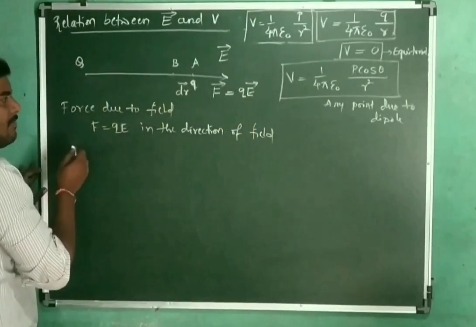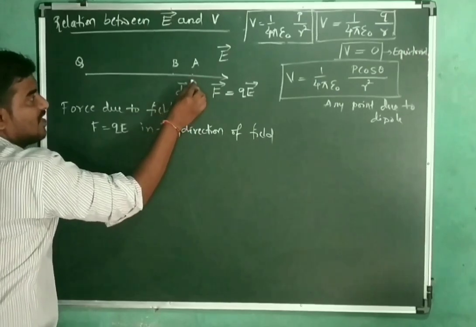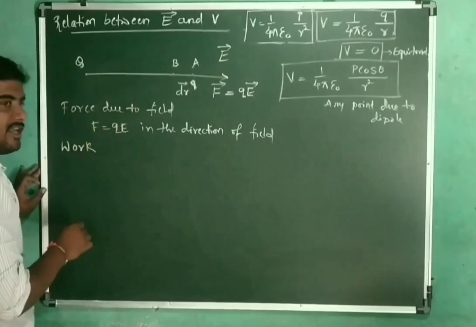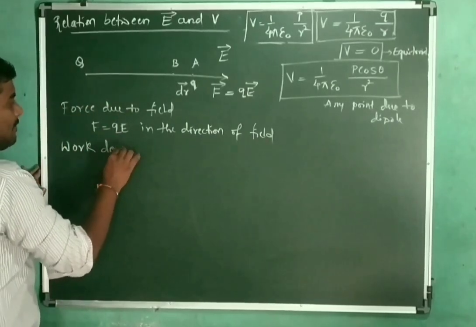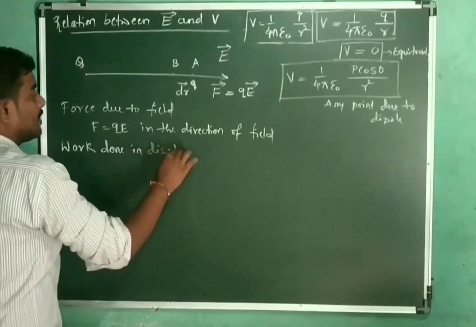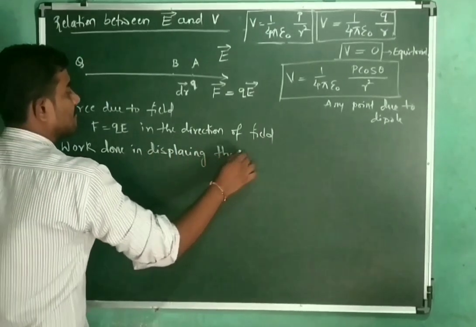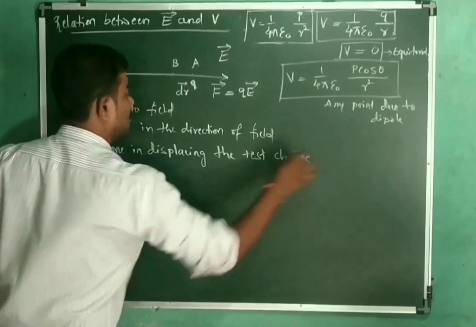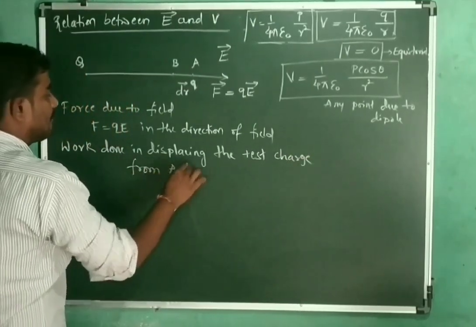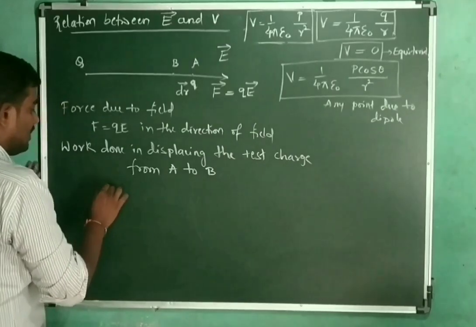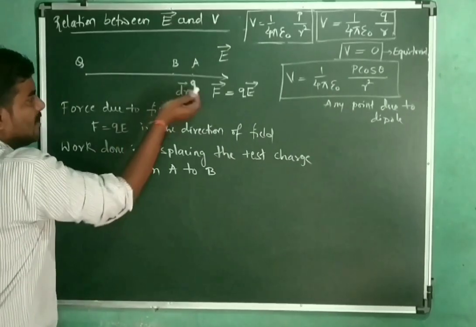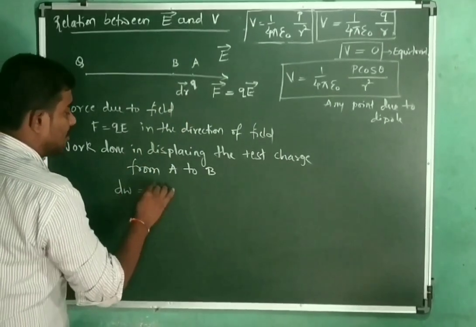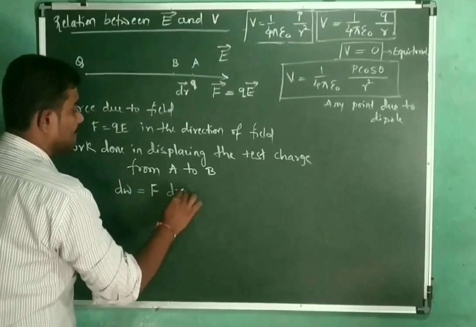Now you have applied some external work and you have displaced the charge, small q charge, from A to B. Force into displacement creates what? Work done. Therefore, work done in displacing the test charge from A to B. Since a very small displacement is there, the work done is also going to be small. Therefore dW is equal to F into dr, where what is this F?